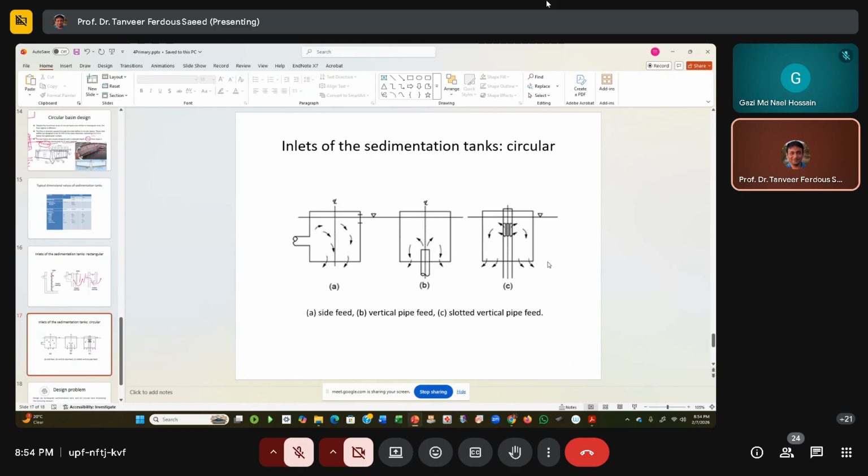And these are typical distribution mechanisms for a circular tank. So this is a side feed, where the wastewater is distributed in the radial direction. The pipe is constructed at one side, or in the bottom portion vertically, or there is a pipe with a baffle wall or multiple slots. Whatever the approach, the main theme is that it must be distributed radially.